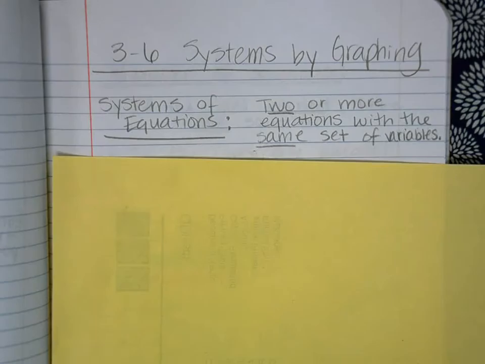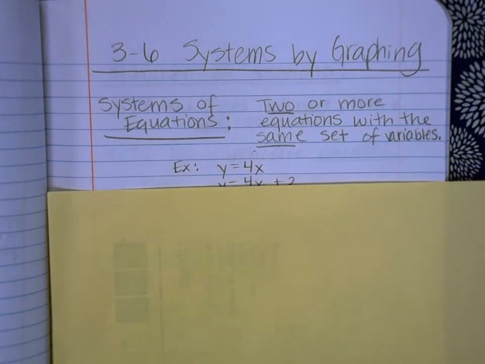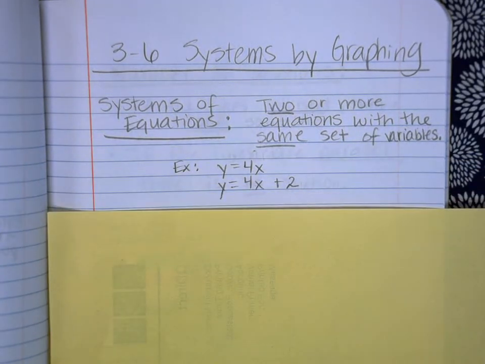Okay, so we have systems by graphing, which is two or more equations with the same set of variables. For example, we could have y equals 4x and y equals 4x plus 2. Those are two different equations, but they still have the same variables. They still have x's and y's. Okay?